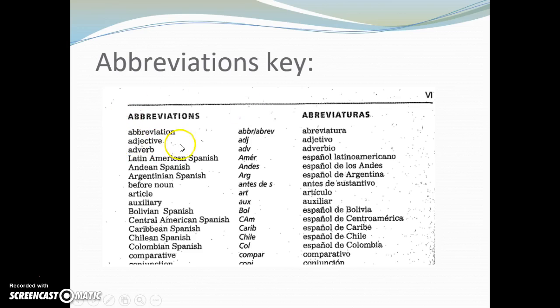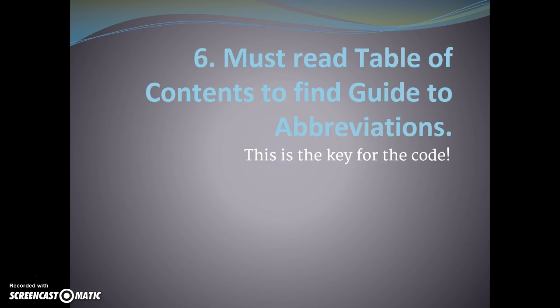For example, you have an abbreviation for adjective, ADJ. You've got one for adverb, one that's Latin American Spanish, one that's Andean Spanish, so Peru and Ecuador, so it's going to tell you all of these things. If you're looking at a dictionary entry and you don't understand what it's telling you, then what you're going to want to do is go back to the abbreviations key and look at what that might mean.